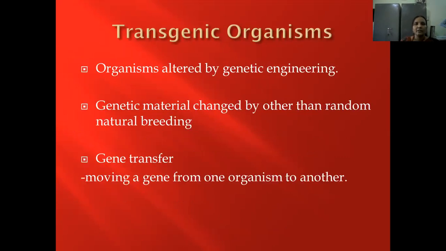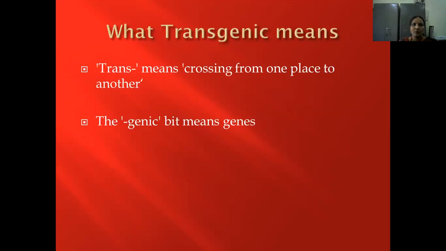Now we will see the transgenic organism. Transgenic organisms are altered by genetic engineering. Genetic engineering से जो altered किए हुए organism हैं, they are called transgenic organisms. Transgenic plants भी हैं और transgenic animals भी हैं. So genetic material is changed by means other than random natural breeding: gene transfer, moving a gene from one organism to another organism. What does the word transgenic mean? Trans means crossing from one place to another and genic means the gene. Gene एक place से another में transfer कर रहे हैं, cross कर रहे हैं, that is transgenic.